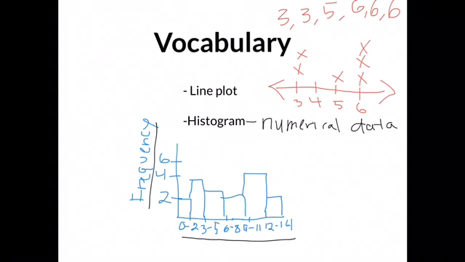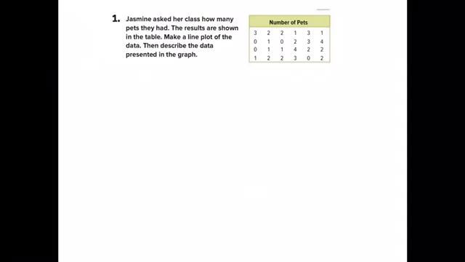So let's get some practice on making these. So first we're going to talk about how to make a line plot. So this one says Jasmine asked her class how many pets they had. The results are shown in the table. Make a line plot of the data. Then describe the data presented in that graph.